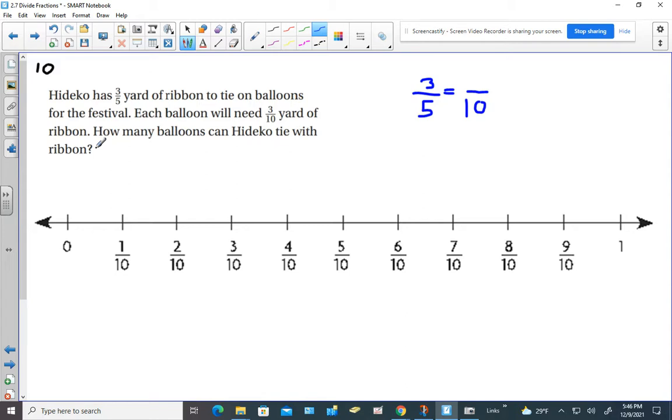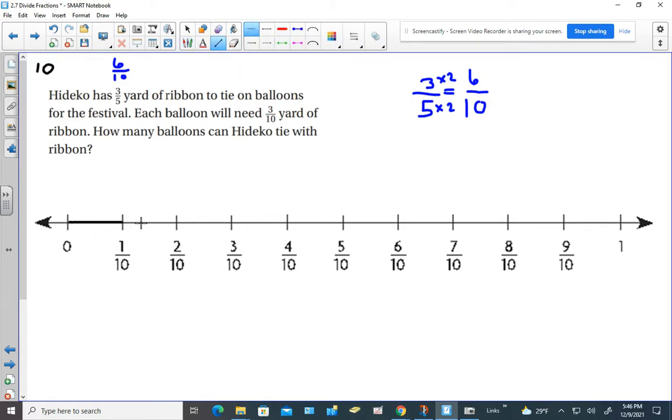So first of all, let's represent the ribbon, how much we have, on this number line. And since we're going to be looking at 3/10, let's rethink this as something tenths. 5 times 2 would equal 10, so we have to do 3 times 2, and that's 6. So this value right here is equal to 6/10, and I'm just going to shade that in on the number line. 6/10. Let me use the line tool here.